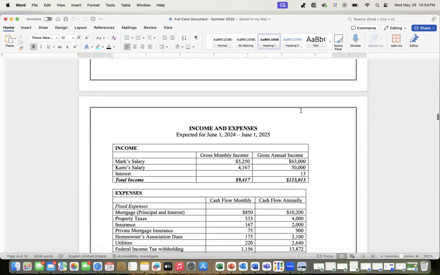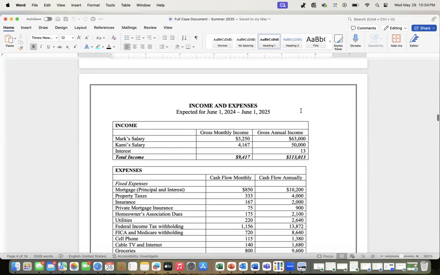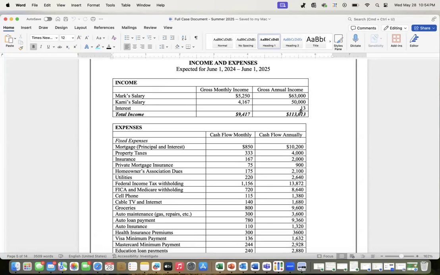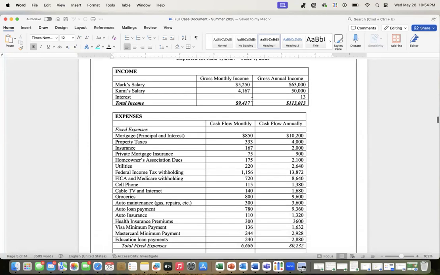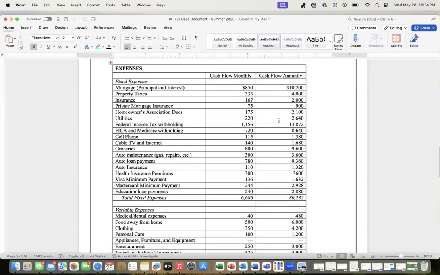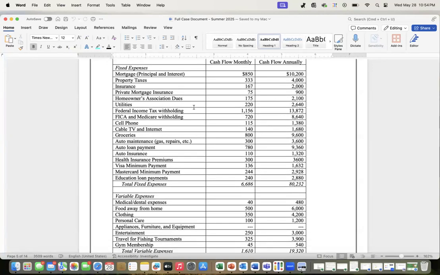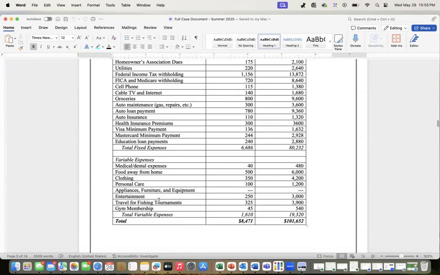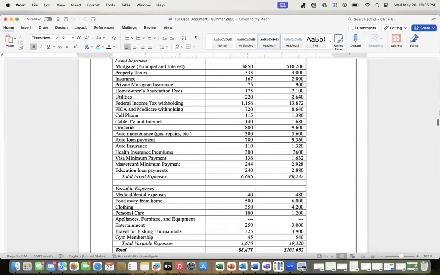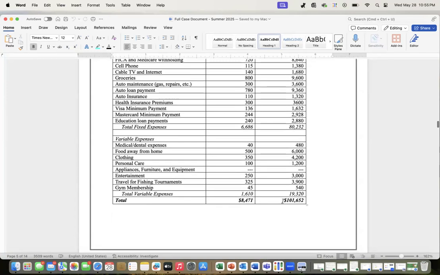Once we get to the next page, we move on to the income and expense statement. This is going to be a really nice summary of all of their cash flow activity over the course of the last year. So the first thing that we see is their incomes, right? Mark's salary, Cami's salary, and a little bit of interest that they've earned. And then we also see their expenses. This is broken down both on a monthly and annual cash flow basis and separated out between fixed expenses and variable expenses. One of the things that you'll notice is that we have totals, both for monthly income and annual income, as well as monthly expenses and annual expenses.